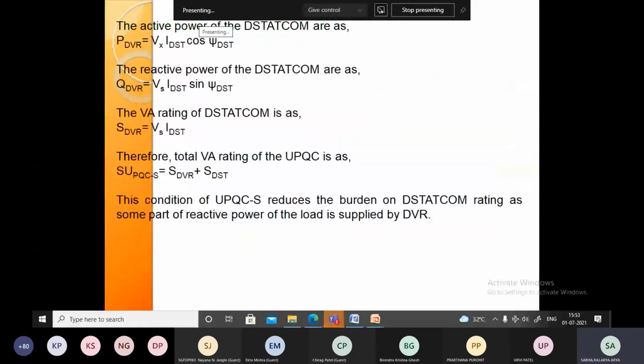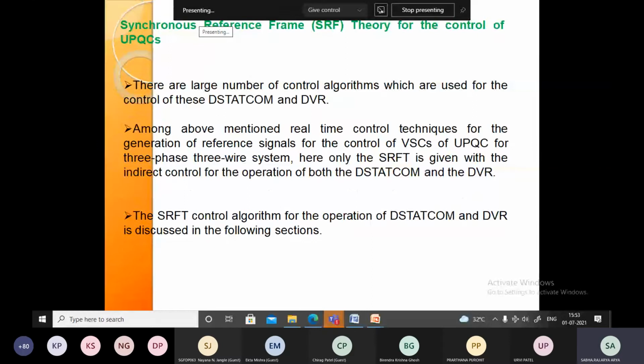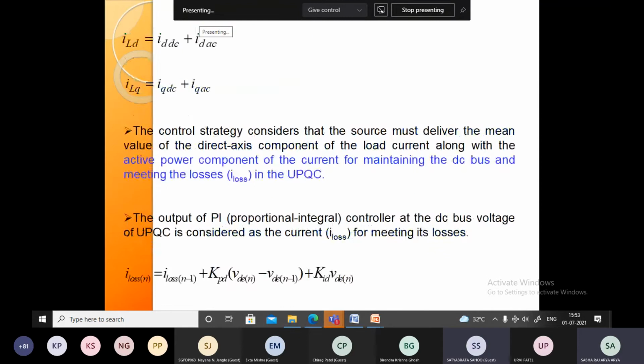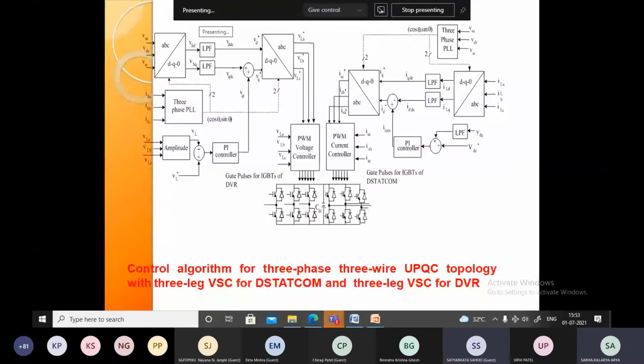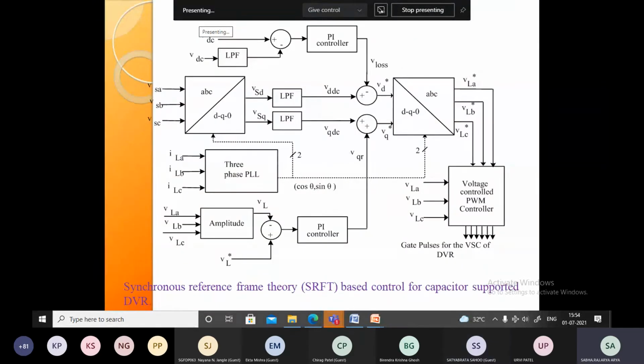Now you can see how we can control the EPQC. For that, we are going to discuss one basic control, and after that one advanced control. You see here, this is the control diagram of the generalized EPQC, the normal reverse system. Before that, we will discuss how we can control the DVR.